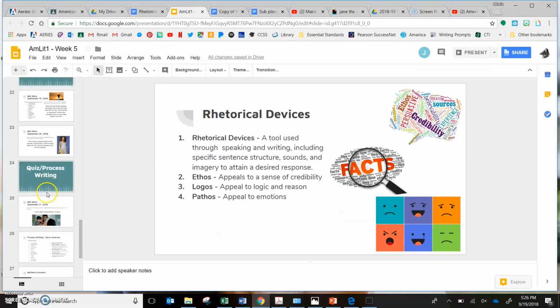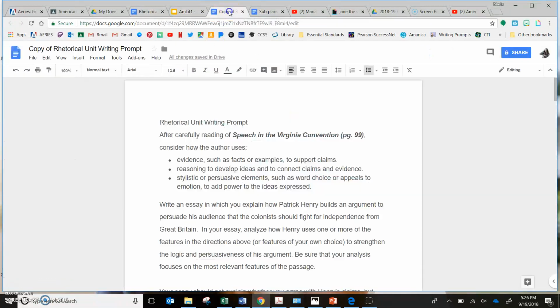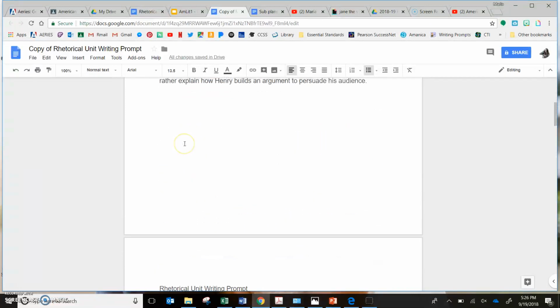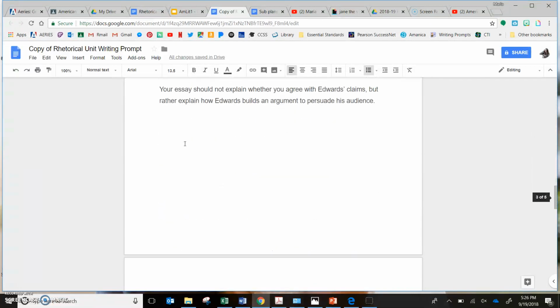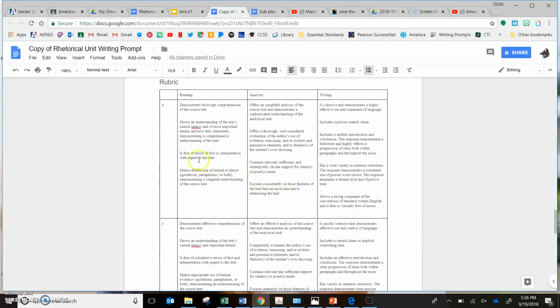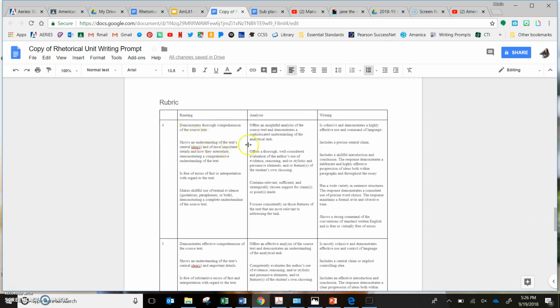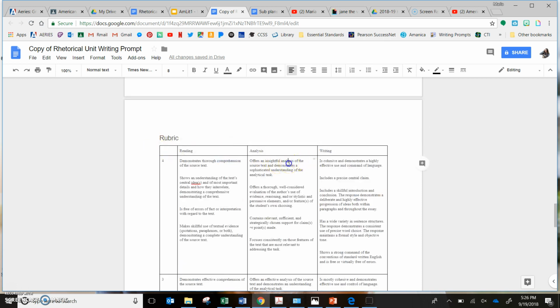All right, guys. So now we're going to talk about exactly what I'm looking for in this essay, for this process writing. Okay, so I have a few different prompts that you can choose from, and then there's a rubric down here in case you're wondering what I'm grading on. If you want to get an A, then you start at the top right here. Okay, so comprehension of text, etc., etc. Your analysis is good, and your language, the way that you're writing, your grammar, etc., all that is good.